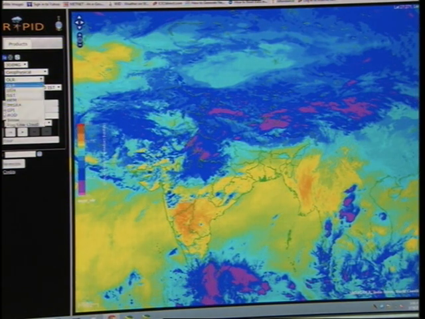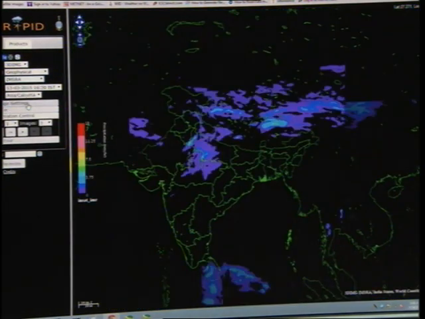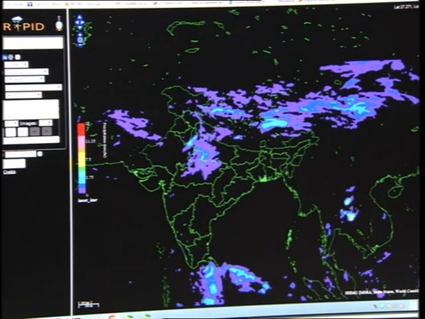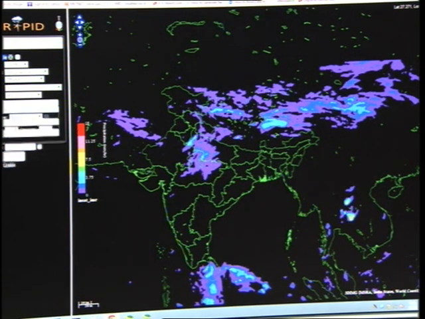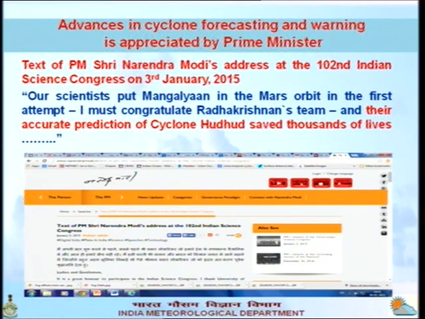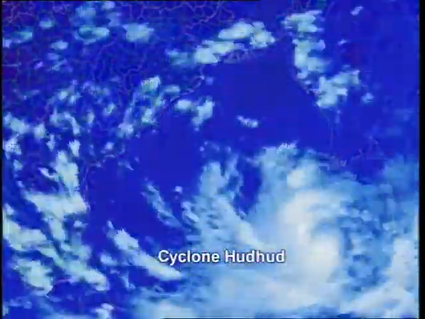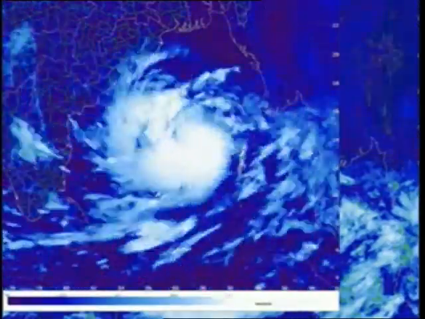So that is how meteorology is impacting the various activities, and that was reflected in the Prime Minister's speech to the Indian Science Congress this year, where he mentioned that our scientists put Mangalyaan in the Mars orbit in the first attempt, and I must congratulate Radhakrishnan's team and their accurate prediction of cyclone Hudhud, which saved thousands of lives. So these are the kind of societal impact and the administrative support for this kind of activity.